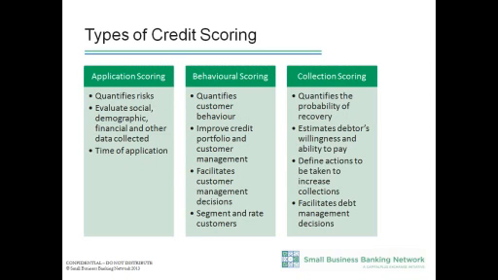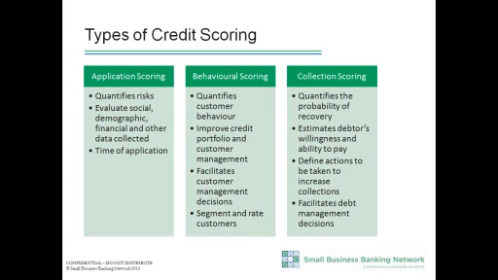There are several types of credit scoring. Firstly, application scoring. Application scoring quantifies the risks associated with loan applications by evaluating the social, demographic, financial, and other data collected at the time of the application. It facilitates customer acquisition decisions. Used in application processing systems, application scoring helps to automate the whole process of loan origination.